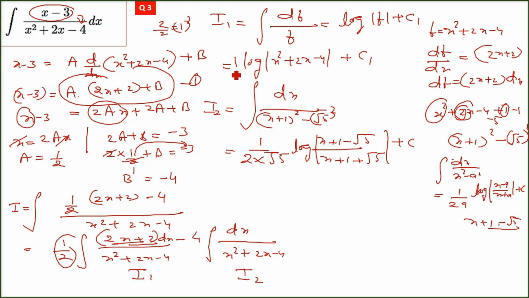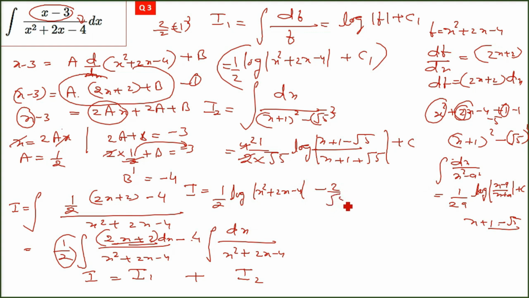Half is already there, so multiply it there. Negative 4 is there, so multiply it by negative 4. I'll just put a negative sign. So I'm combining it. I will be equal to I1 plus I2. If you remember, in the previous questions also we have done the same thing. This is the first term, we already multiplied it by half. So half log x square plus 2x minus 4 plus constant of integration. I'm not writing it because I will be combining c1 and c2 into a constant term, capital C. Minus 2 by root 5, because this is what we got after multiplying by 4, log of x plus 1 minus root 5 by x plus 1 plus root 5, modulus sign. c1 and c2 will give you C. So this is your final result.